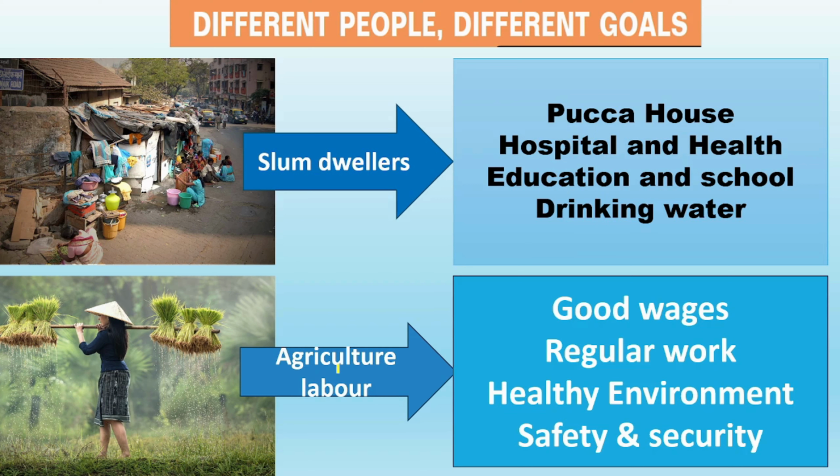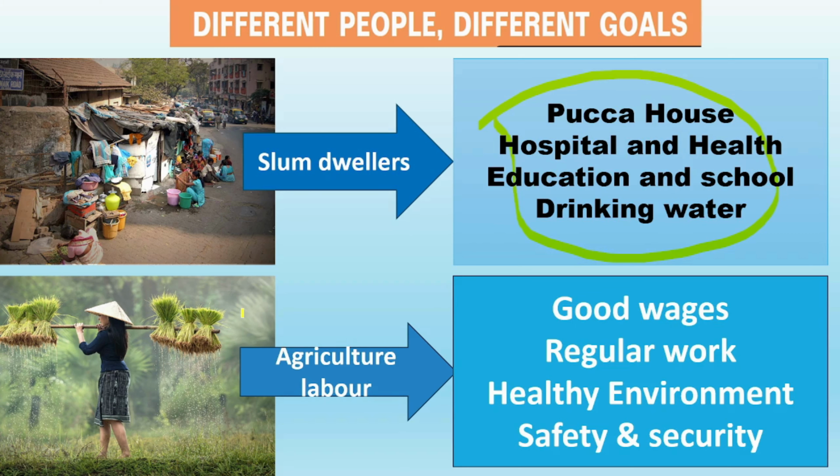For example, in this slide, observe the first figure. This is the slum habitation. These are all slum dwellers. For slum dwellers, the development goals are a pakka house, hospital and health, good education and school, drinking water, and so on. These factors are the developmental goals from their perspective only.